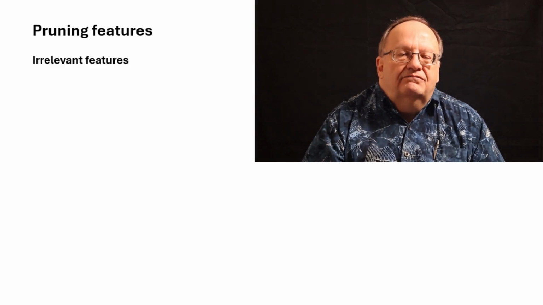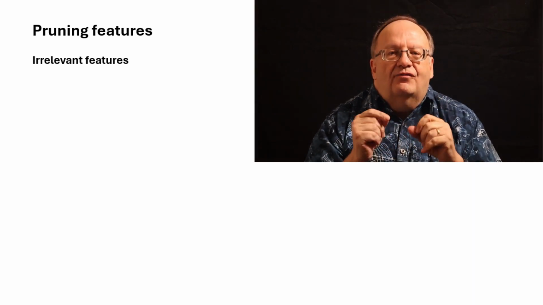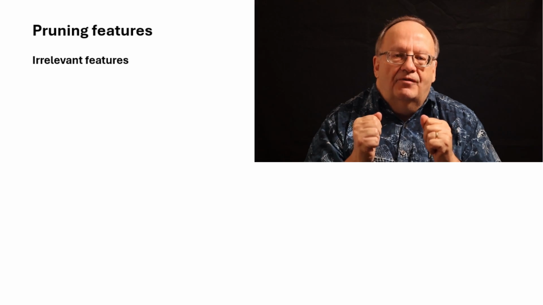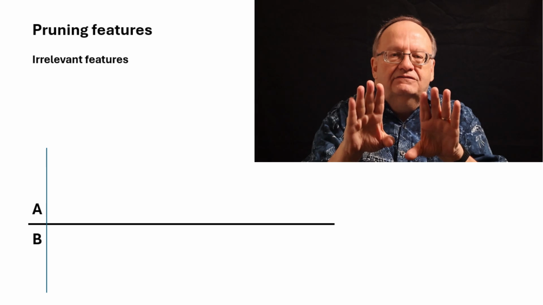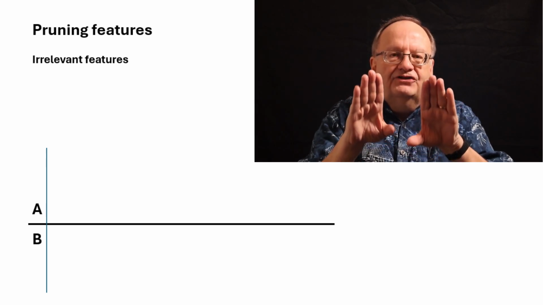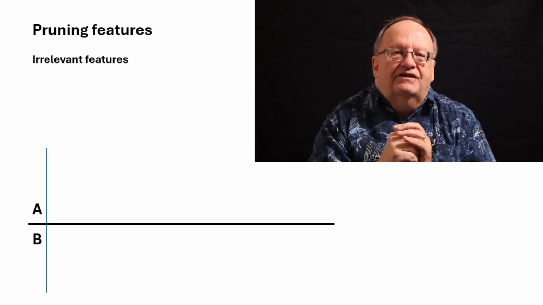Let's talk about how to prune down our feature set. So the first thing we can do is eliminate irrelevant features. Irrelevant features are features that are not going to really contribute to the decision. Now remember, our fundamental idea is we're doing an A/B comparison, and what we want is features that are going to contribute to that comparison. And if they don't, let's get rid of them. Let's get rid of them quickly.